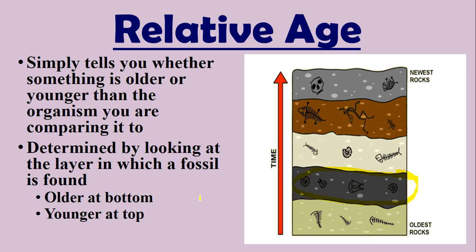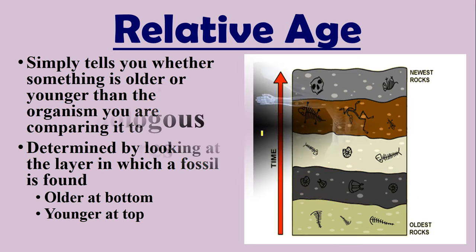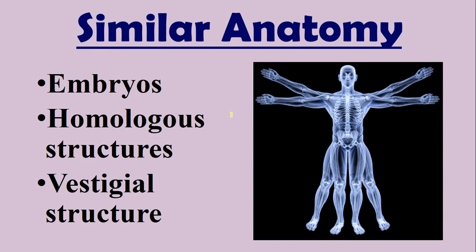When you look at rock layers, the bottom layers are older and the top layers are younger, because things layer on each other because of gravity. And then we can look at similar anatomies, and we're going to look at embryos, homologous structures, and vestigial structures.